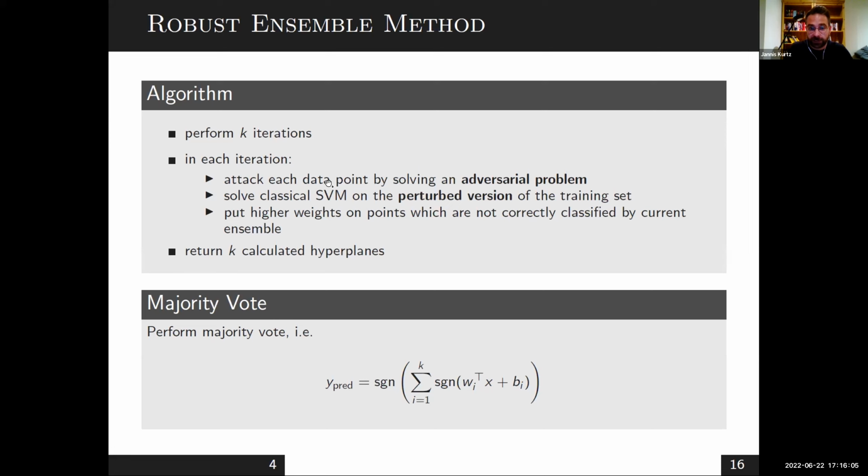So we attack each data point in our data set by an adversarial problem. So we get one adversarial attack here for each data point. Then we solve a classical SVM on this perturbed version of the training set. And here we put higher weights on the points which are not correctly classified by our current ensemble, up to this iteration. And then in the end, we get k calculated hyperplanes, and we perform a majority vote for the prediction. So we just check the labels for each hyperplane, and the majority wins. So we predict the label which most of the hyperplanes predict.